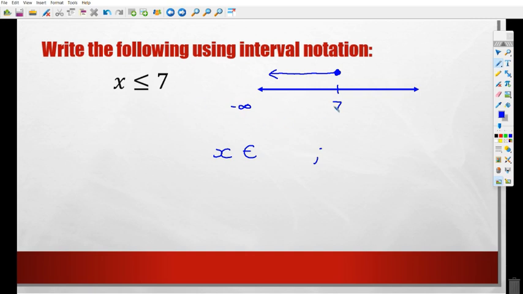Which one's smaller, negative infinity or 7? Good, negative infinity goes that side. 7 goes on that side. Am I including 7? Yes, I'm including it. Now it's going to be a different kind of bracket. What bracket? The square bracket.